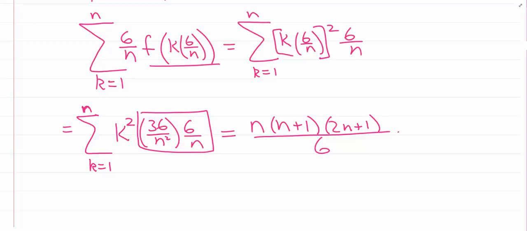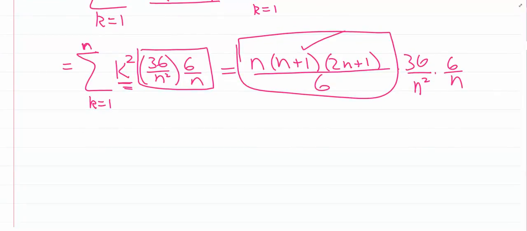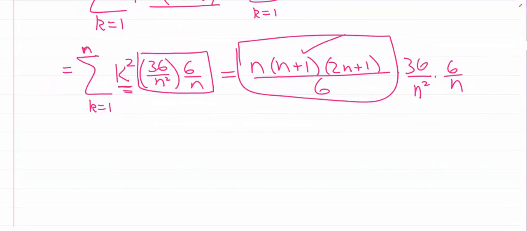Now, I'm not finished because this is 36 over n squared times 6 over n. I don't have the summation anymore, right? Because I've calculated it. This is the summation: k squared, as k goes from 1 to n, that is given by this formula. We've established that earlier. Now, let's take a minute and see what happens here. Notice that these sixes will cancel. That's a nice thing.